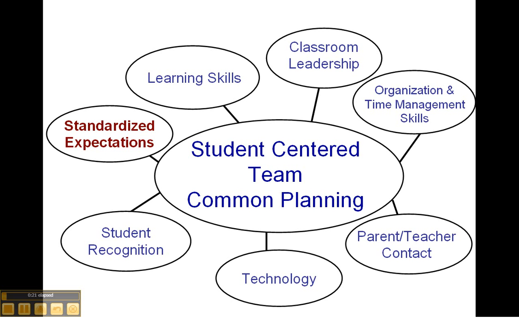We've been looking at this bubble chart, and what we said last time is that this centerpiece, student-centered team common planning, is really the most important piece of this chart. Everything hinges off of a team of teachers meeting together. But then each of these bubbles that moves around that centerpiece represents an area that a school must focus on and come up with its own strategies for dealing with if it's going to properly transition freshmen. One of the most important of these bubbles then is standardized expectations. It's very important that a school find a proper way to standardize expectations for freshmen.